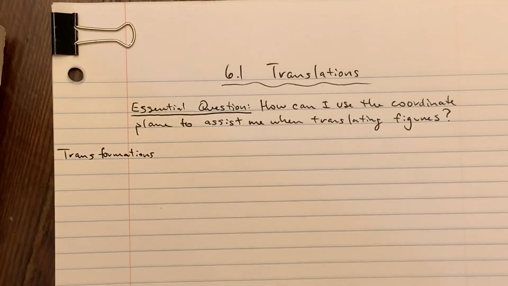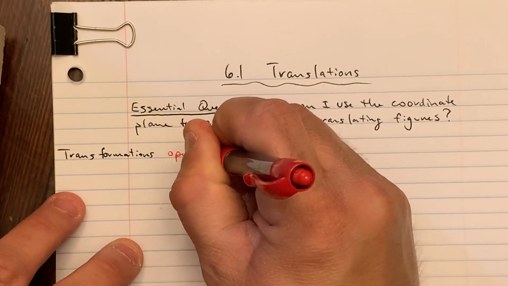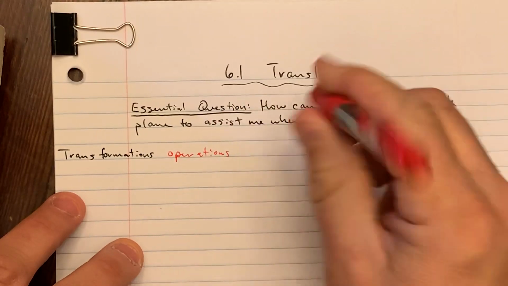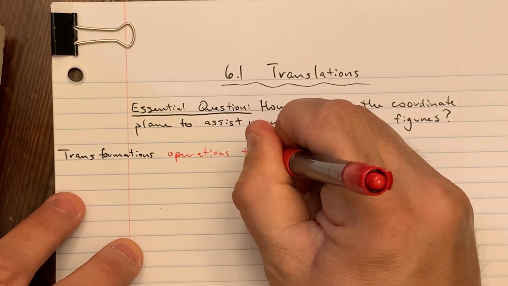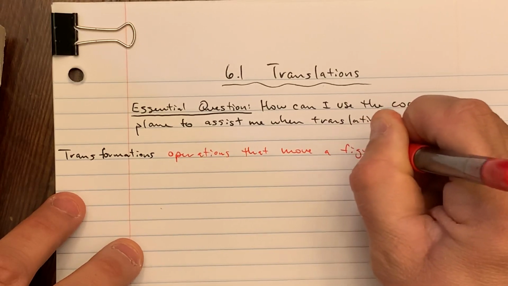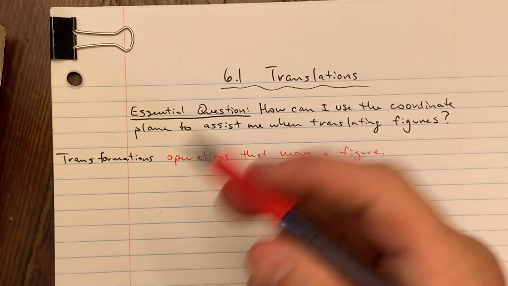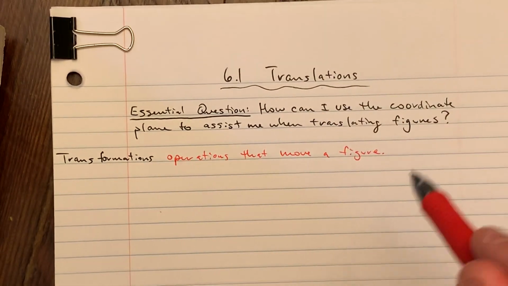All right, so transformations are operations that move a figure. So we're going to be talking about how we can mathematically move figures through a series of different things. Our first thing is going to be a translation.